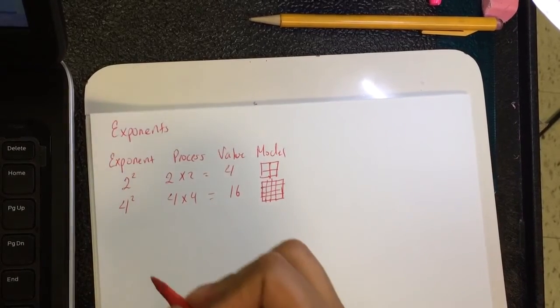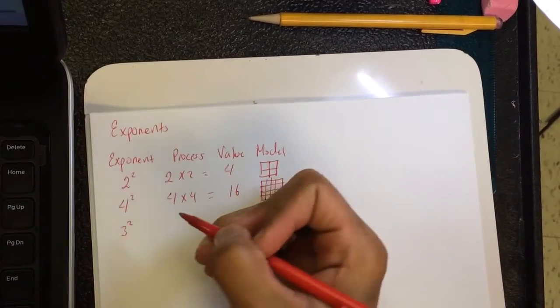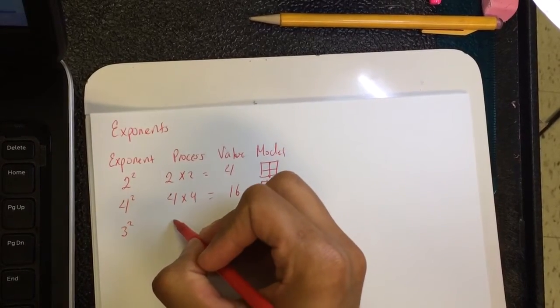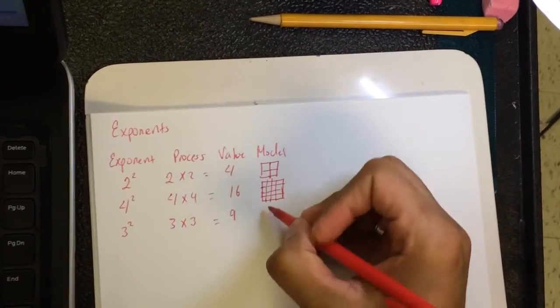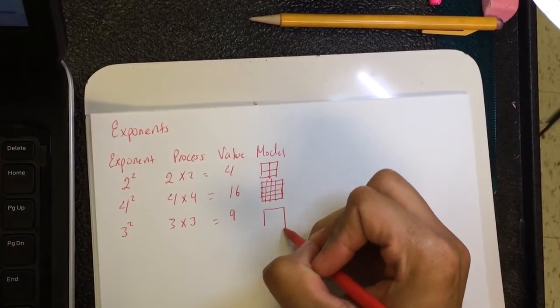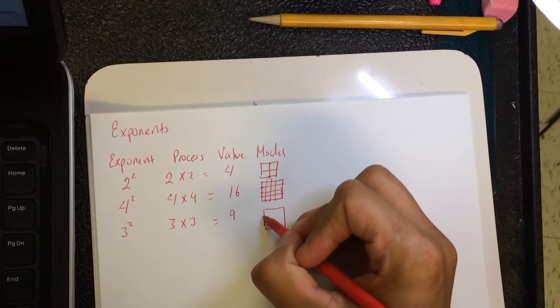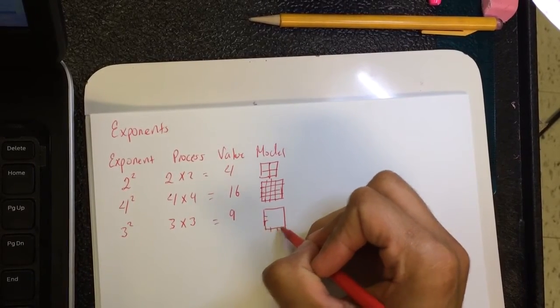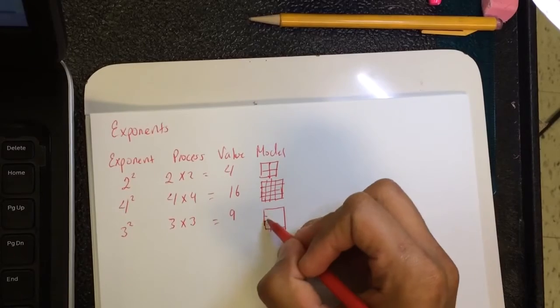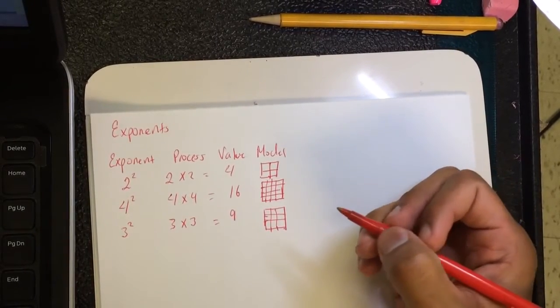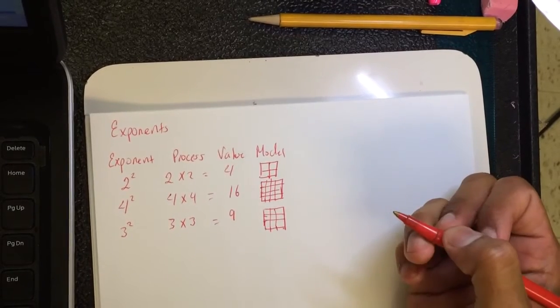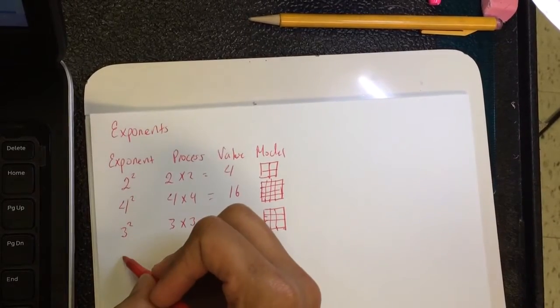So let's do 3 squared. What is the process? 3 times 3. And that gives you what? 9. Put the square. Then do 1, 2, 3. You have to have 3 squares here and 3 squares there. How many do you have? 9 little squares. Correct? Let's do one more.